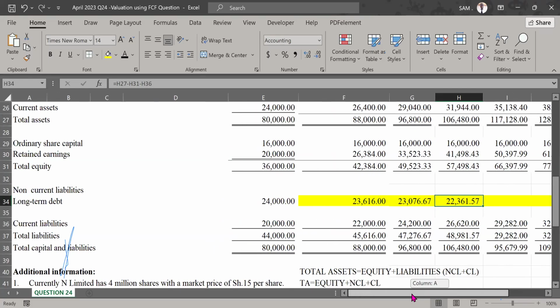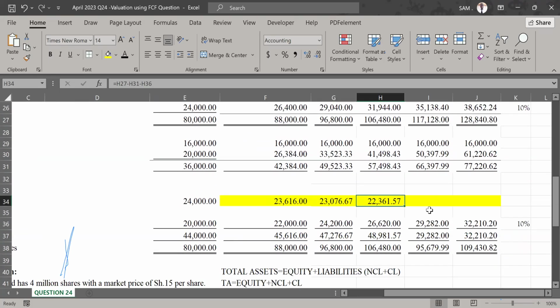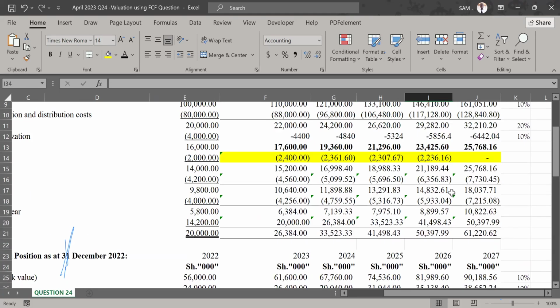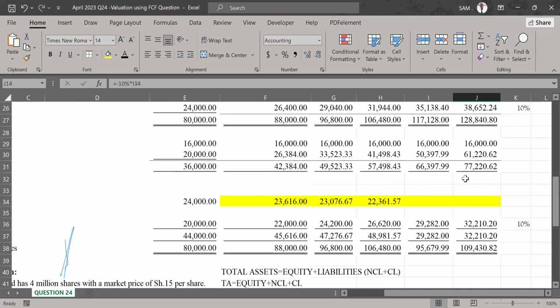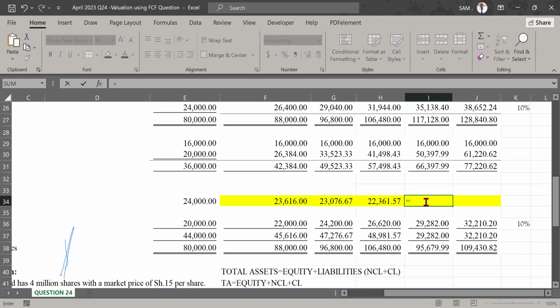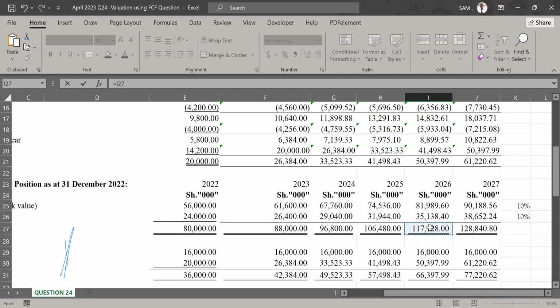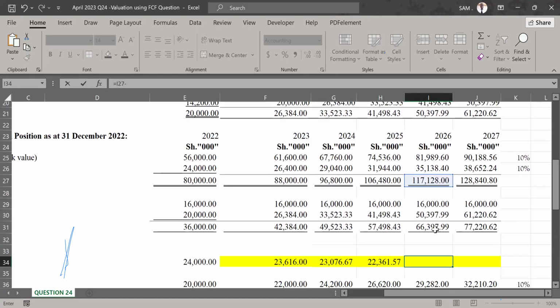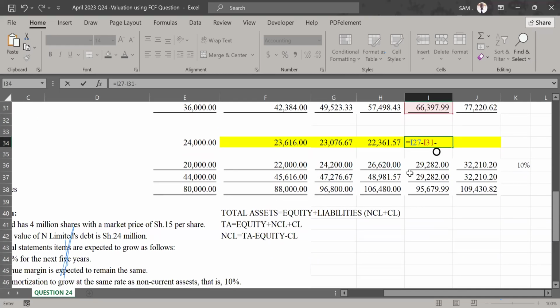What is the value of long-term debt in 2026? And when we put the value of long-term debt in 2026, you will see that our interest computation for 2027 will be here. So let's do it here. So equal sign, we follow the same approach. Total assets minus equity minus current liabilities. So I come here, total assets is here, minus total equity is this one, minus total current liabilities. Where is current liabilities? It is this one, 29,282. Let me just confirm if it's the correct one. Correct, it is the one.